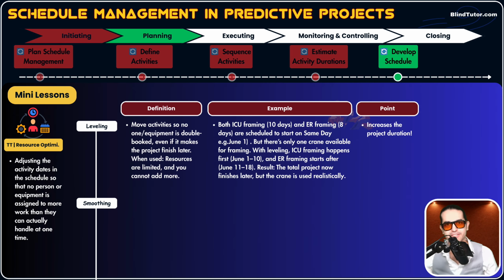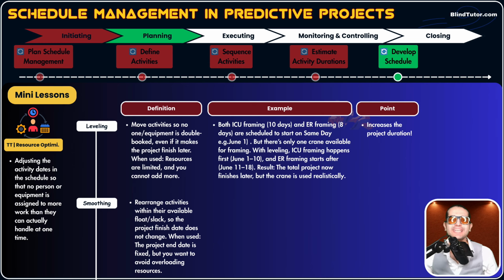The second technique is called resource smoothing. This is an interesting technique. What's resource smoothing, guys? We rearrange activities within their available float or slack so the project finish date does not change. When do we use it? When the project end date is fixed, but you want to avoid overloading resources.